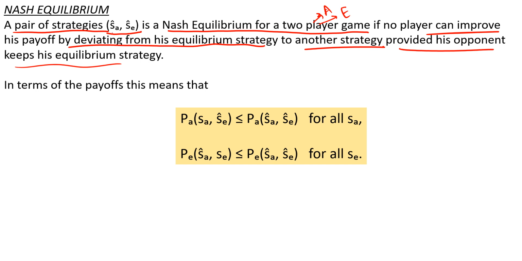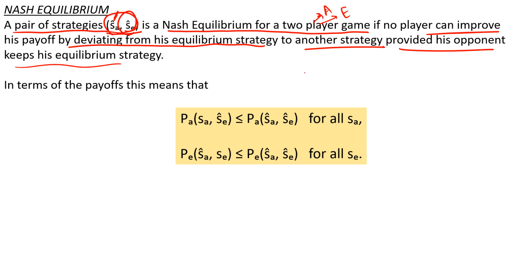So let's suppose S hat A and S hat E are the equilibrium strategies. In this case, if A is choosing S hat A, then E will not have any incentive to deviate from S hat E. That is, player E will either get the same payoff by deviating or changing its strategy from S hat E, or its payoff will reduce. It can be either situation, but the payoff will never increase by deviating. So any player will not have any incentive to deviate from the equilibrium strategy.